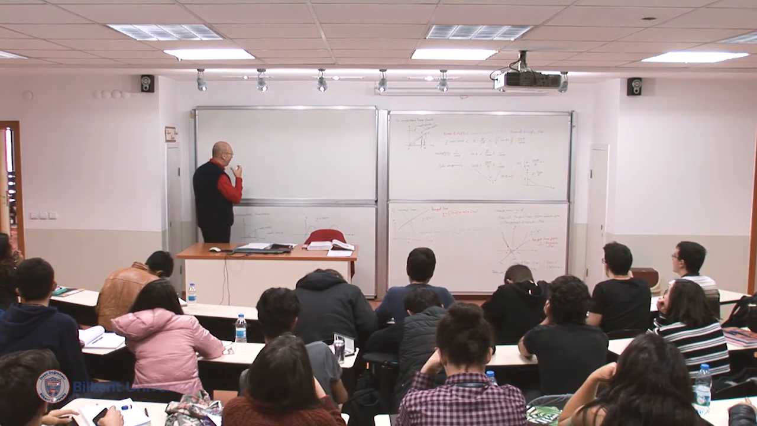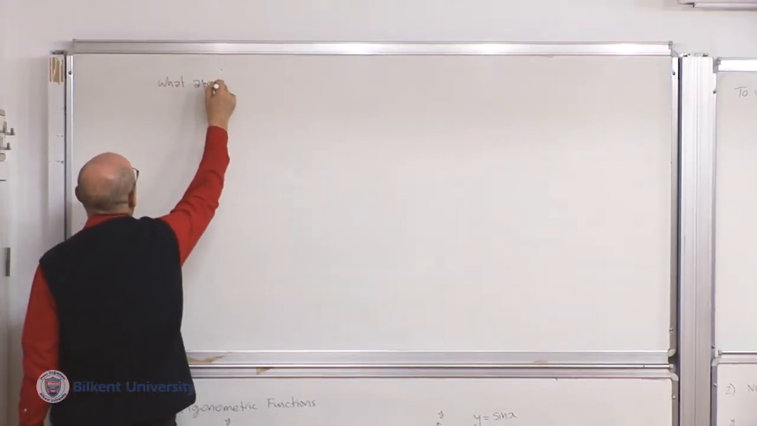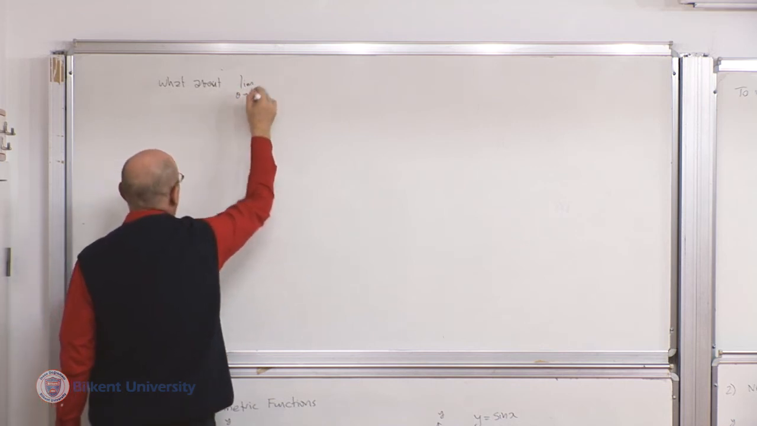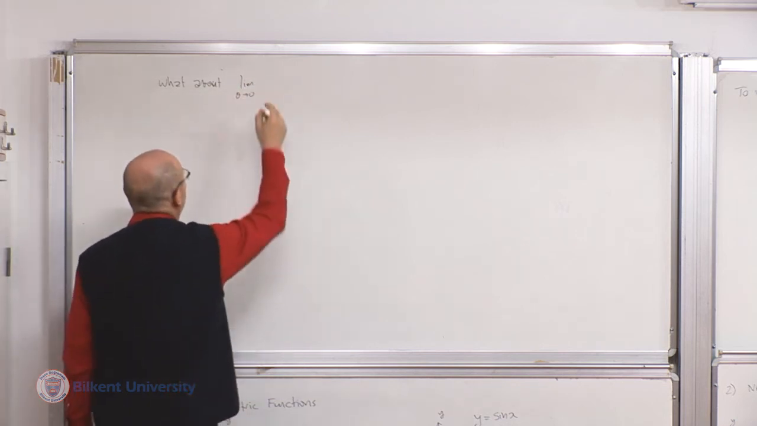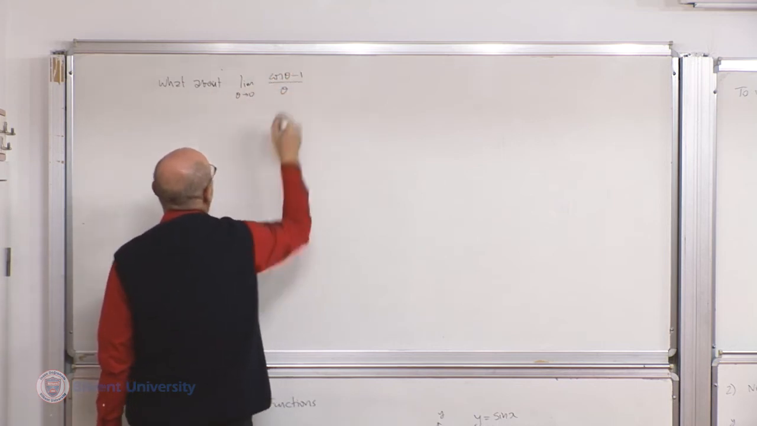So what about the other one? What about the limit as theta goes to 0 of, what was it, cosine theta minus 1 over theta?